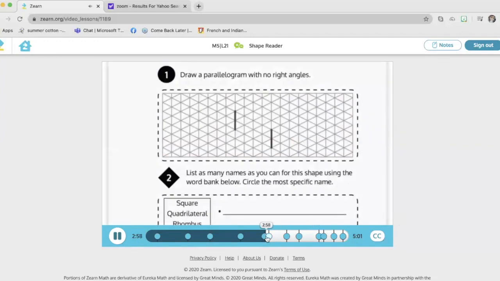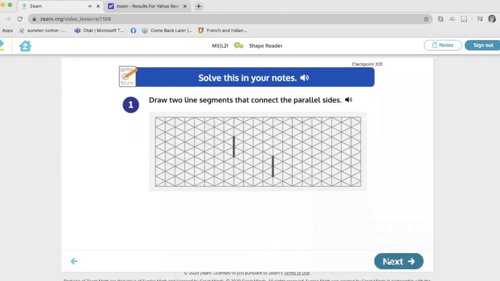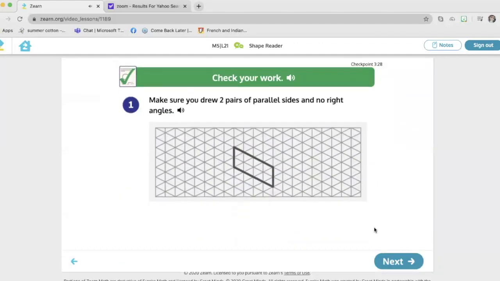Now, draw 2 line segments that connect the parallel sides. I'm going to fast forward so you guys can see how this turns out. Okay, so here's our shape. You see where they connected it because a parallelogram has to be a quadrilateral with 4 sides.